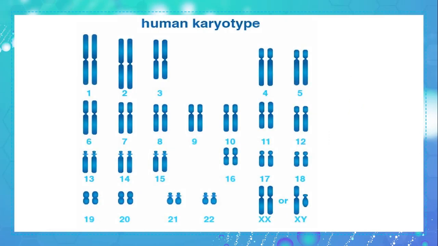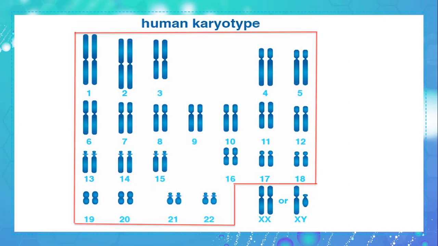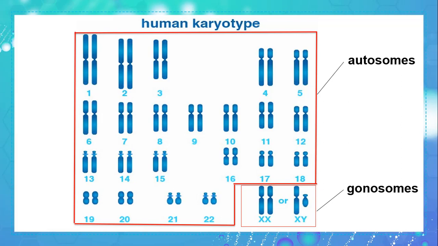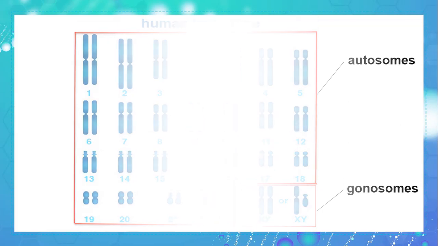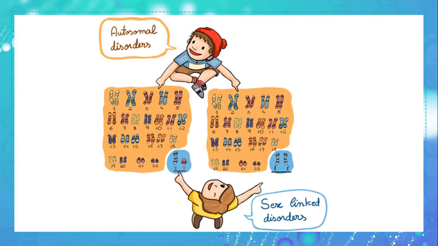Remember that in humans, each cell normally contains 23 pairs of chromosomes. 22 of these pairs are called autosomes, and they look the same in both males and females. The chromosomes of the 23rd pair are the sex chromosomes. These chromosomes differ between males and females. Females have 2 copies of the X chromosome, while males have one X and one Y chromosome. So the genes that are carried by the autosomal chromosomes are called the autosomal genes, while those carried by the gonosomes are called the gonosomal or sex-linked genes.